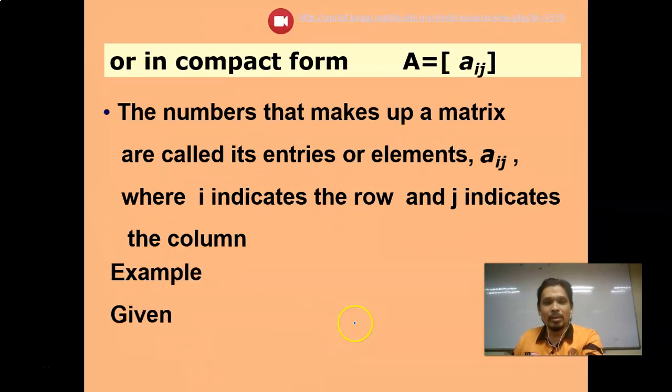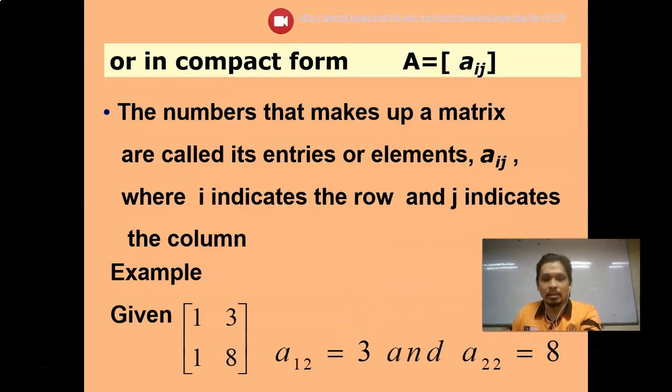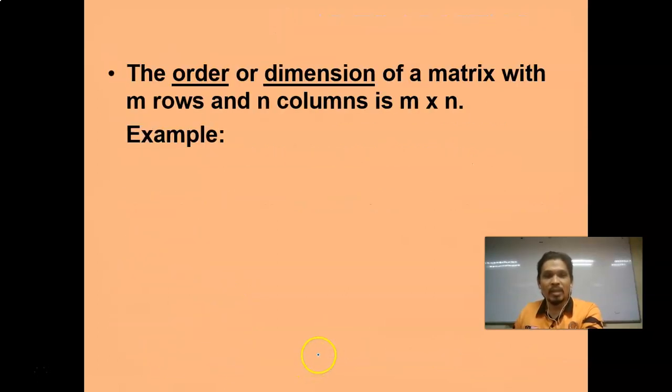Or in a compact form, A is a_ij. So the element a12, row number 1 and column number 2, is 3, and a22, the element of A in row number 2 and column number 2, is equal to 8. The order or dimension of a matrix with m rows and n columns is m times n.